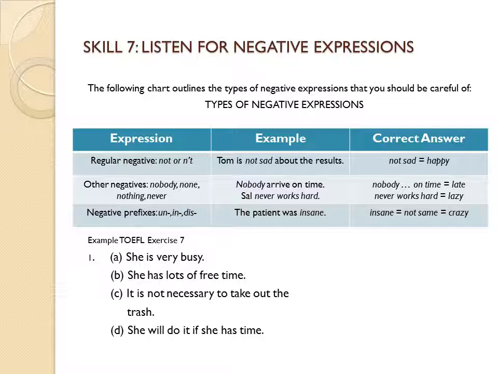And the last, negative prefix, such as un, in, dis. For example, the patient was insane. The correct answer, insane, is similar to not sane or crazy.